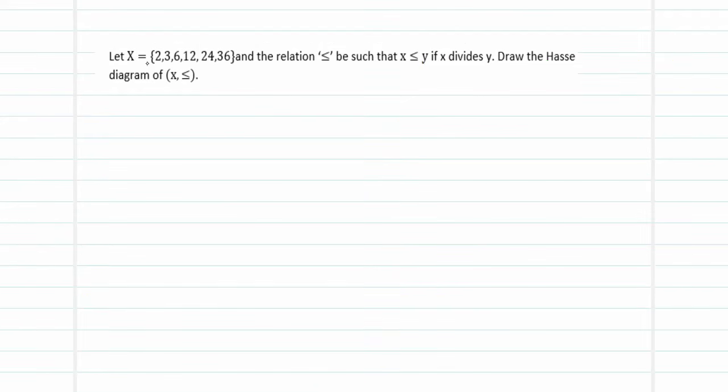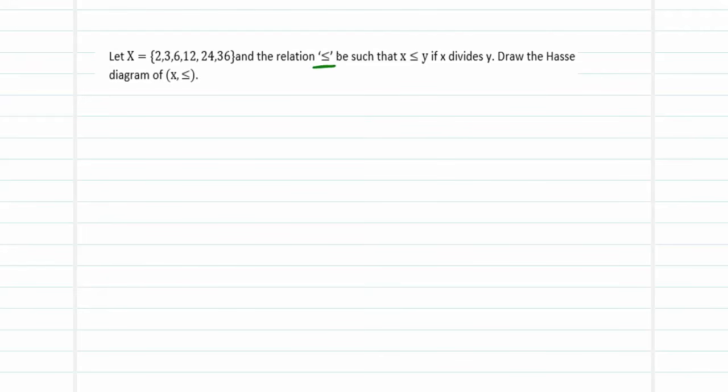Let X be the set {2, 3, 6, 12, 24, 36} and the relation less than or equal to be such that x ≤ y if x divides y. Draw the Hasse diagram for (X, ≤). We need to be very careful over here.